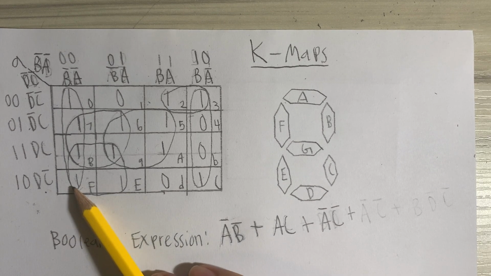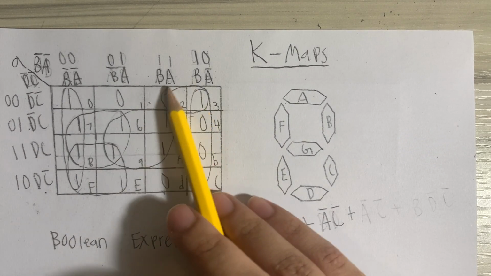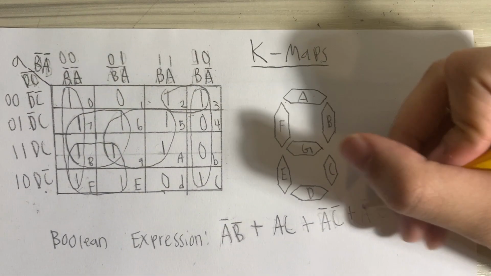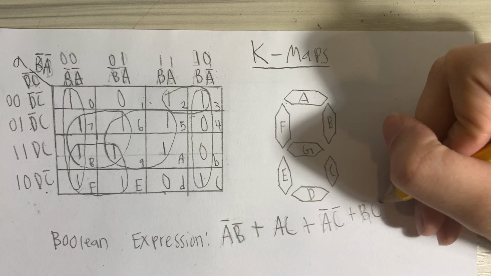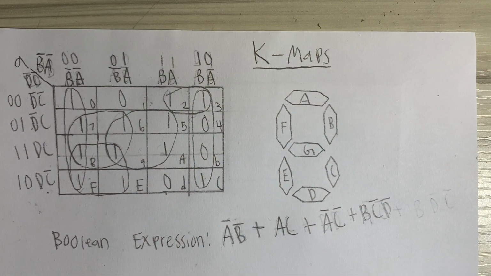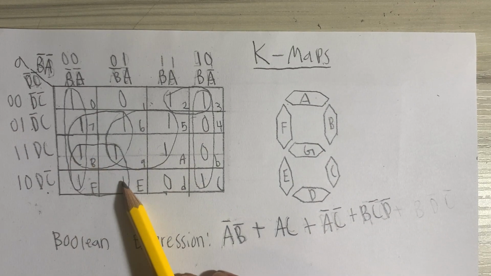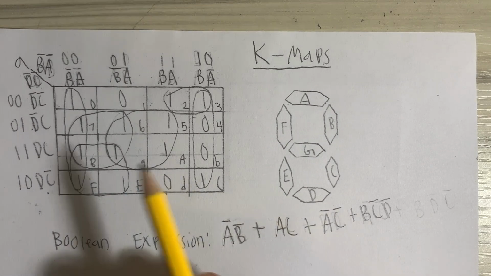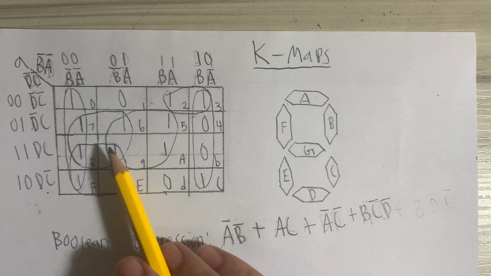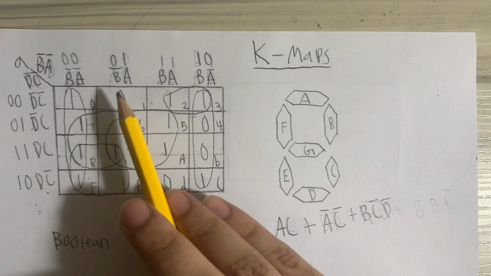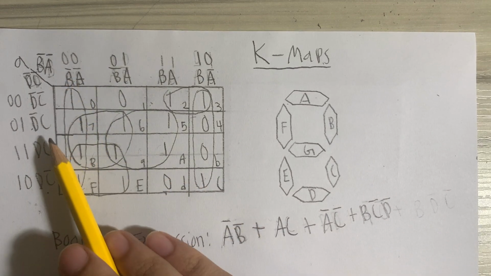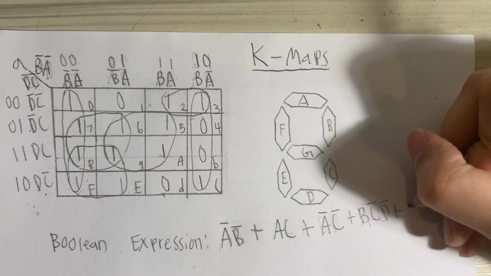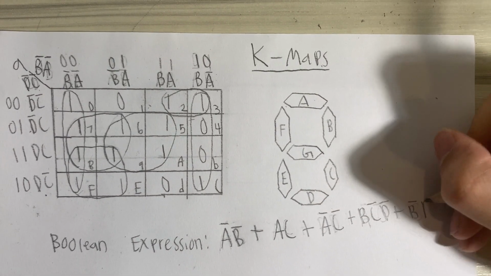And now I'll focus on the 2 ones here. And I notice that B is high, but C and D are both low. So I'll write B, not C, not D. And now I'll focus on the final one here. But if I just focus on this one here, the Boolean expression will have 4 variables, and in order to minimize that, I can just include these 4 ones here, which are not B and D. That expresses the 4 ones here, so that's the next expression, not B, D.